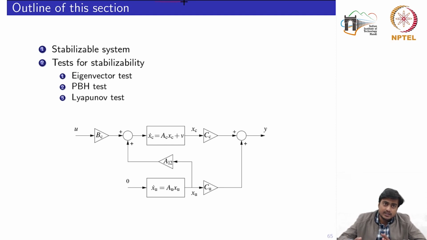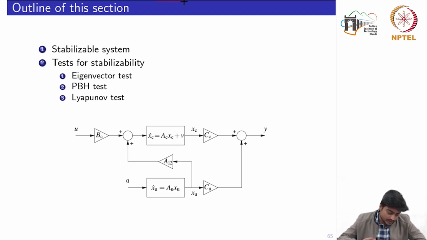Stabilizable is a weaker condition than controllability, because we know that if the system is controllable, or if the rank is full rank, then it means all the states can be taken from x(t0) to x(t1).